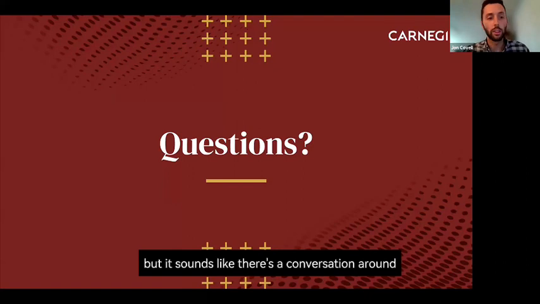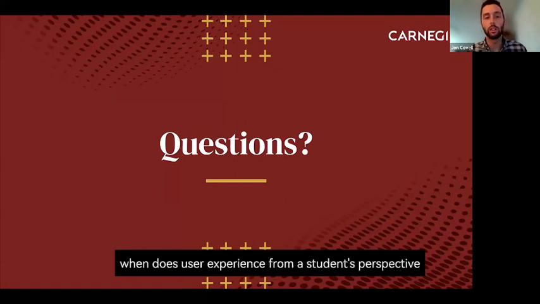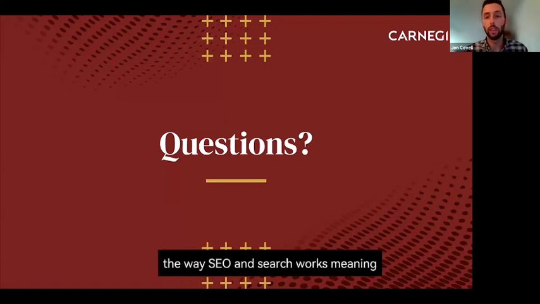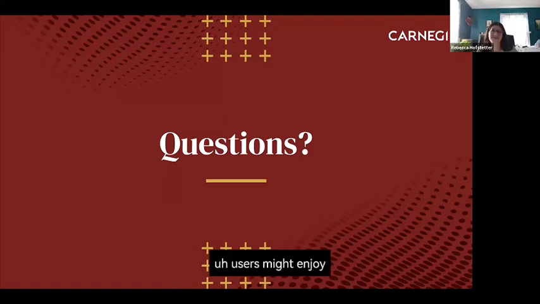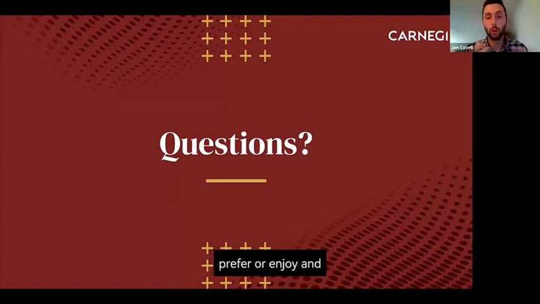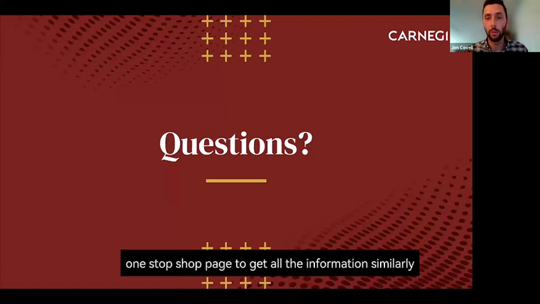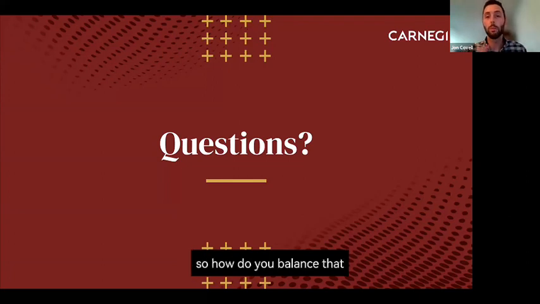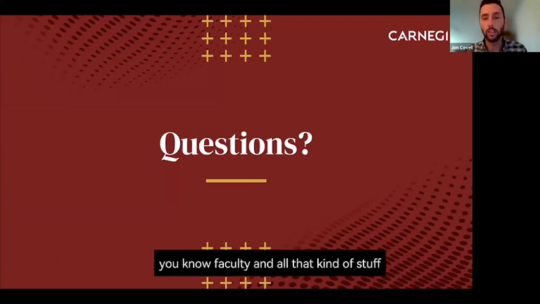But it sounds like there's a conversation around when does user experience from a student's perspective especially trump the way SEO and search works, meaning users might enjoy and or prefer having a single one-stop shop page to get all the information. Similarly, maybe there's some urgency from within the institution to only have a single page. So how do you balance that with the Google and SEO side of it, of having secondary pages with faculty and all that kind of stuff? And where do you find that equilibrium?